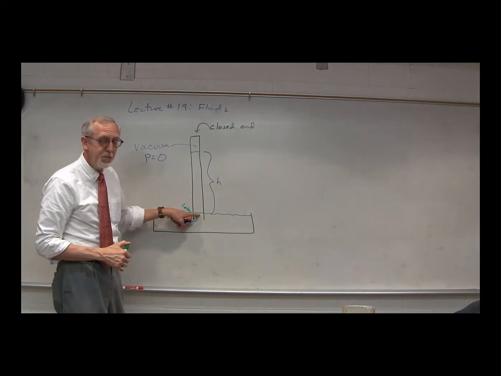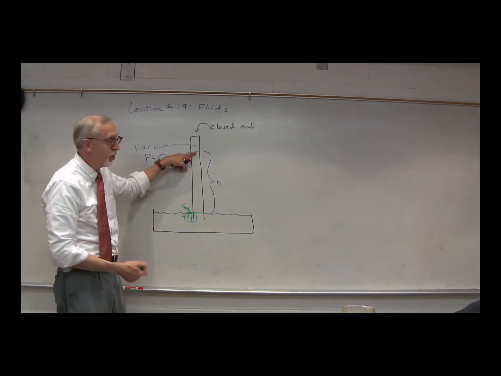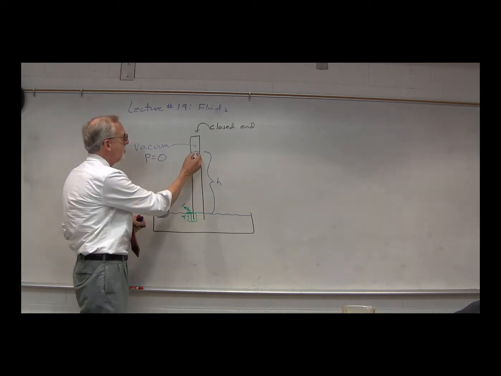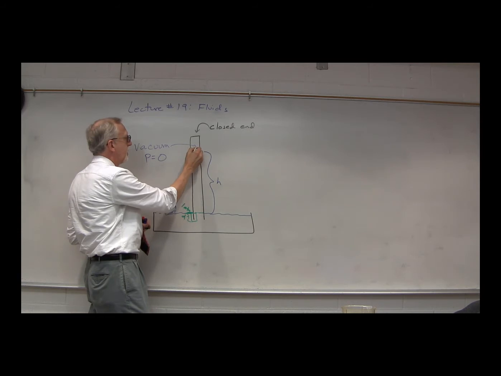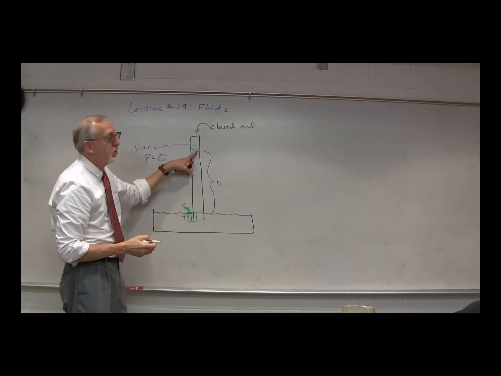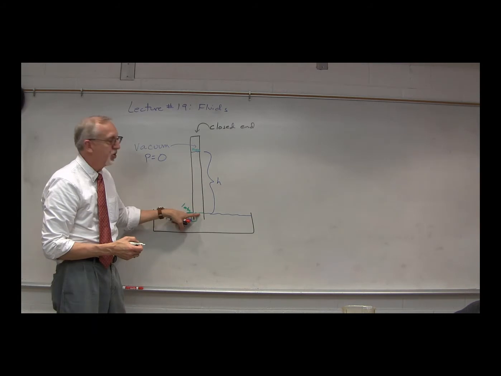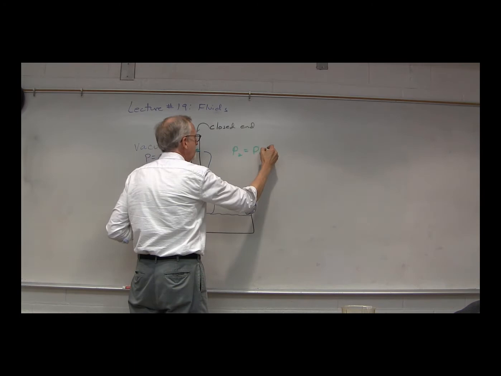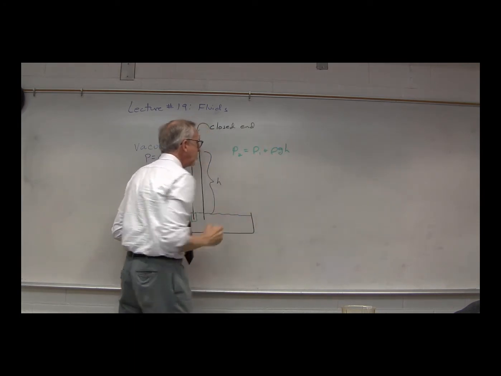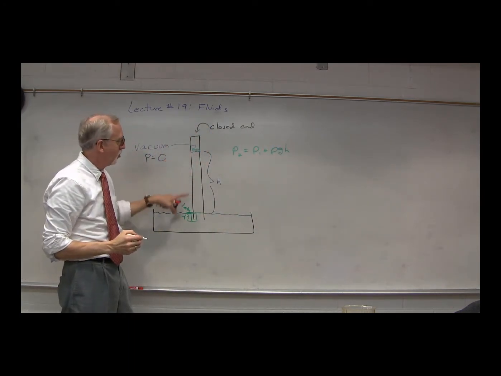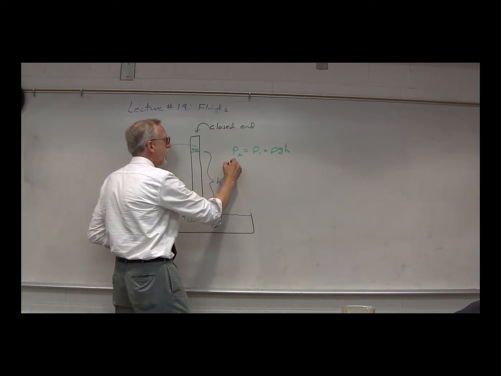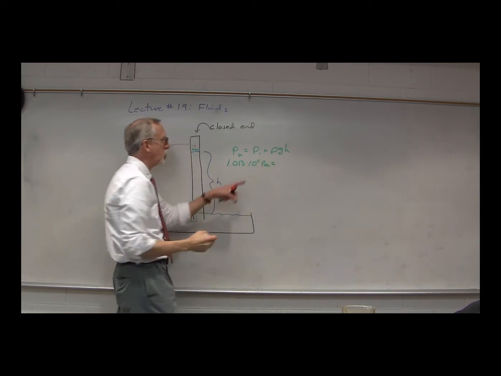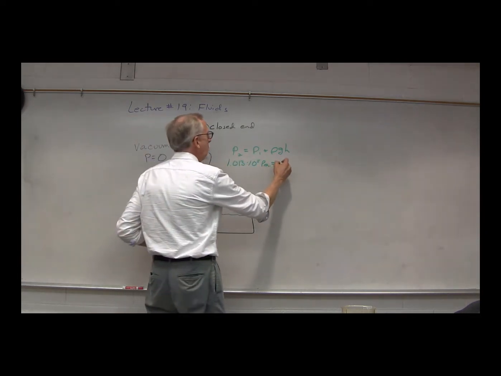Now, where is that pressure coming from? It's coming from this fluid that is above that height. Now, the pressure up here at the top, we know, because this is a vacuum, the pressure up here must be 0. So we'll think of that as P1. P2 is down here, so we have P2 equals P1 plus rho g h. P1 is 0, P2 is 1 atmosphere, so we have 1.013 times 10 to the 5th pascals equals 0 plus rho g h.